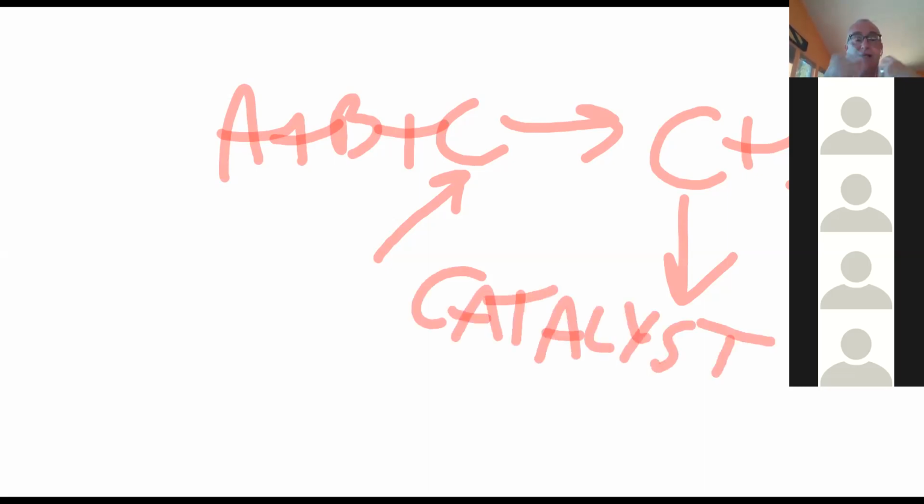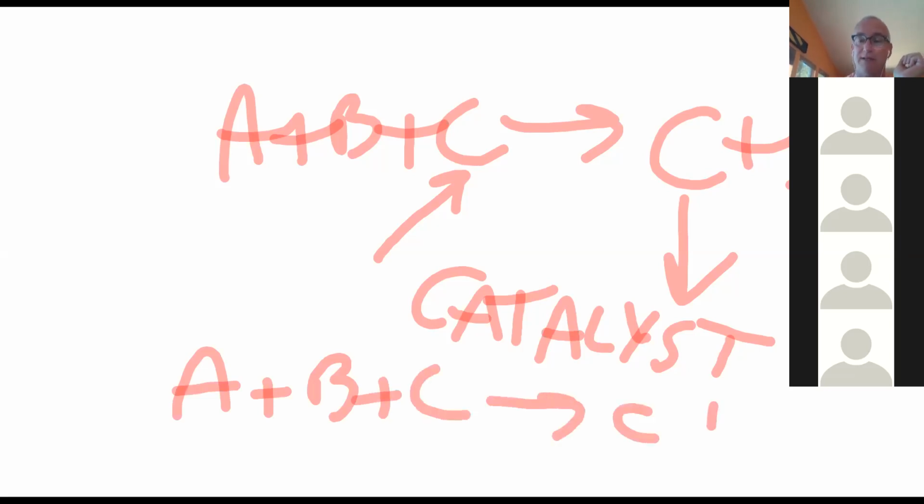Even if it gets chemically changed during the reaction, as long as it changes back at the end, it's a catalyst. So a catalyst means that if it is in the reactants, it will also be in the products. I will see C in the reactants and in the products, in the same concentration. Yeah. And it's essential for it to be there. Just because I add A plus B plus C and get C plus D at the end doesn't mean C is a catalyst.